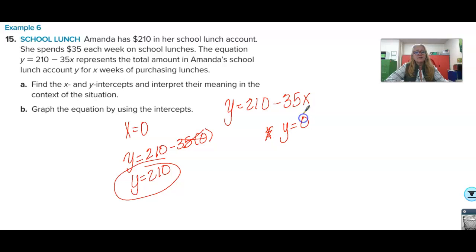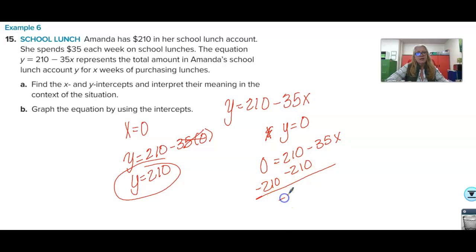But what about when Y is 0? We want to know, when is she going to be out of money, okay? So we would have 0 equals 210 minus 35x. We want to isolate the variable term, so let's subtract 210 from both sides. That gives us negative 210 equals negative 35x. Then we're going to divide both sides by negative 35.